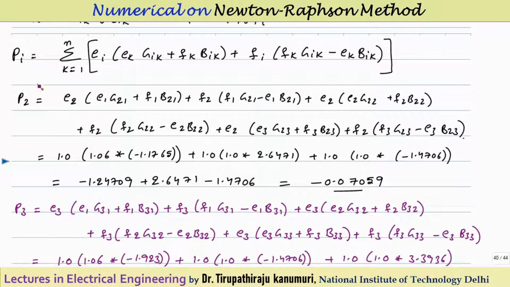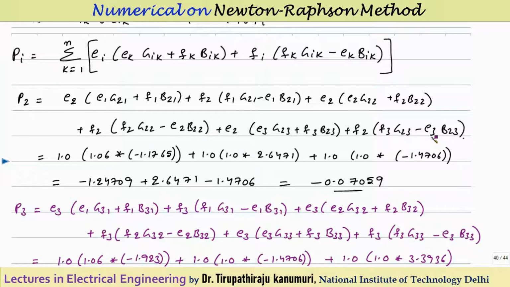So first bus is a slack bus, we need not calculate it. Only for bus number 2 and bus number 3 we have to calculate. So we have seen the formula for Pi equal to sigma k equal to 1 to n, Ei into Ek into Gik plus Fk into Bik, plus Fi into Fk into Gik minus Ek into Bik. So I want to calculate my value of P2 and P3. So P2, if you are expanding this, you will get this one.